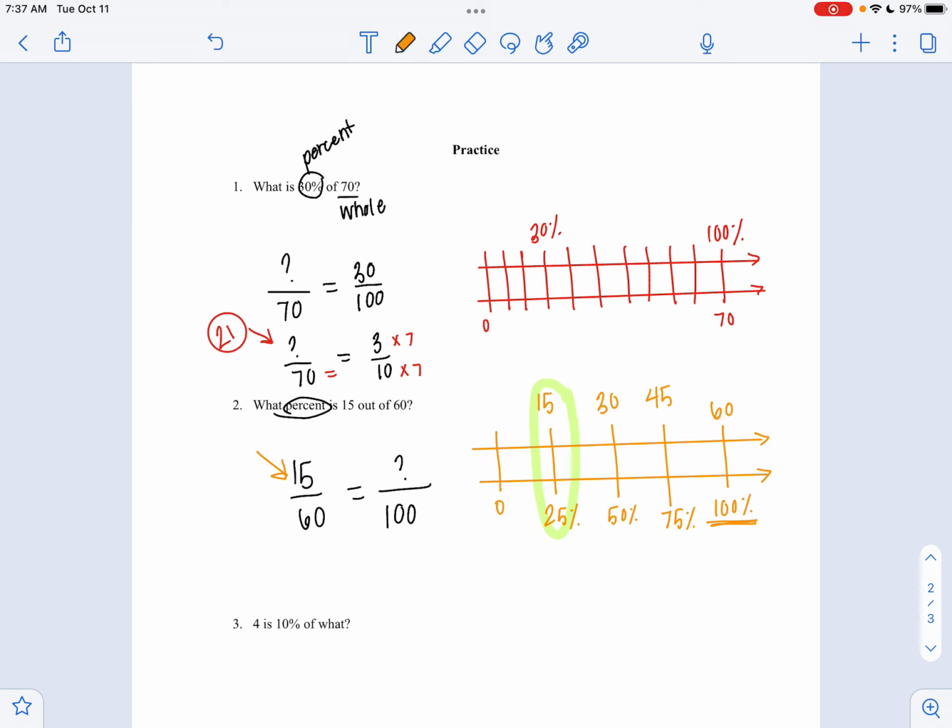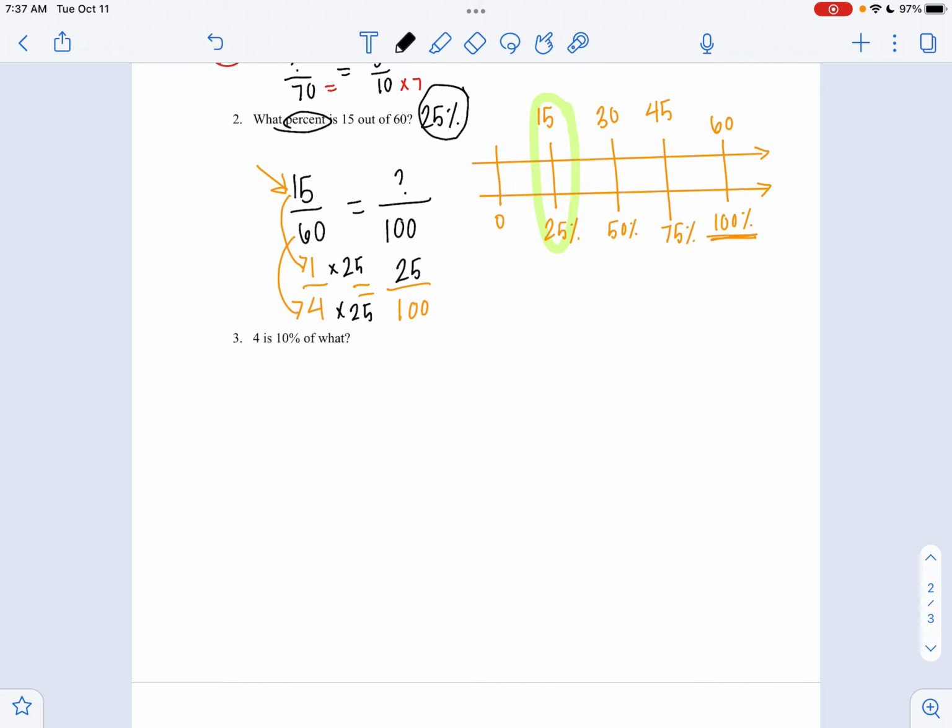Of course, you also could have solved this using the fraction. You would have wanted to simplify 15 over 60 to 1 over 4. It's just a little bit easier to see that way. We divided 15 by 15 to get 1, and 60 by 15 to get 4. And I know that 4 times 25 is 100, and 1 times 25 is 25. Either way, our final answer is 25%.